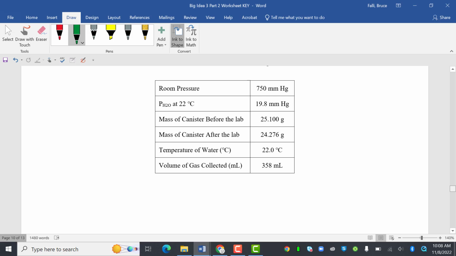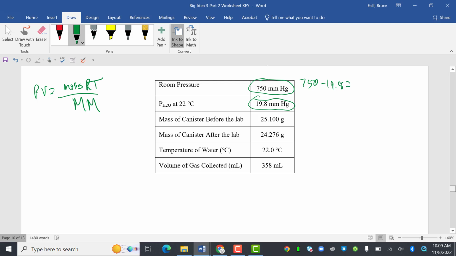molar mass of the unknown gas. So again, we're going to do PV equals mass RT over molar mass. So the pressure is 750. The pressure of the water at 22 is 19.8. Now remember, we're going to equalize the pressure. So 750 minus 19.8 is 730.2 millimeters of mercury. I don't think they're doing this in the class much anymore, because I think they're just using regular units, 730.2 millimeters of mercury.